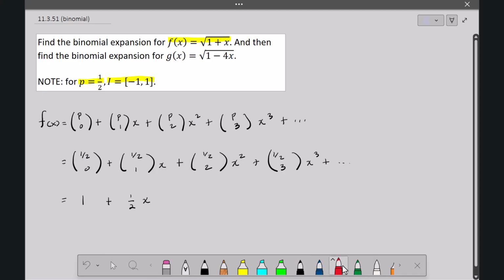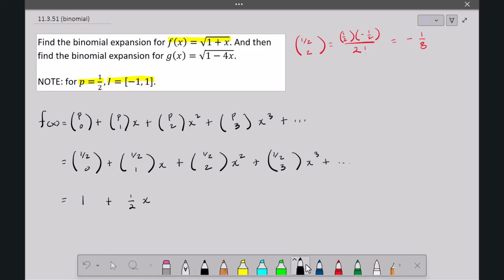And now the two that we have to compute are the 1/2 choose 2 and the 1/2 choose 3. So 1/2 choose 2, we start at 1/2, and then we do repeated subtraction by 1 until we get to 2 factors. So this will end up being minus 1/4 divided by 2, which is minus 1/8. So that will be this coefficient. And then next one's going to be negative.